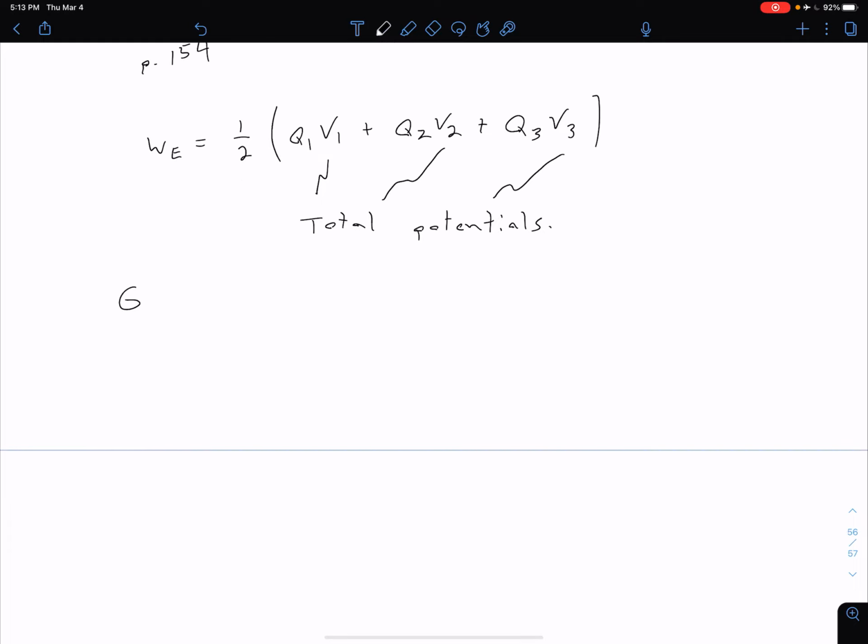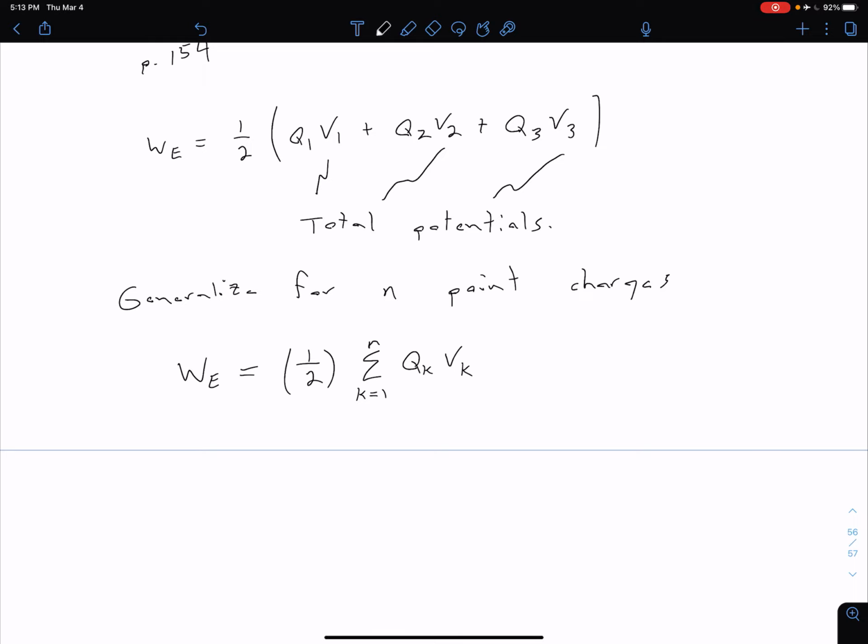So we can generalize for n point charges. If we have n point charges, we can say the energy, capital W sub E, in the system is equal to 1/2 out front, times the summation from k equals 1 to n of the charge of our kth point charge times the potential at position k, where that point charge is located.